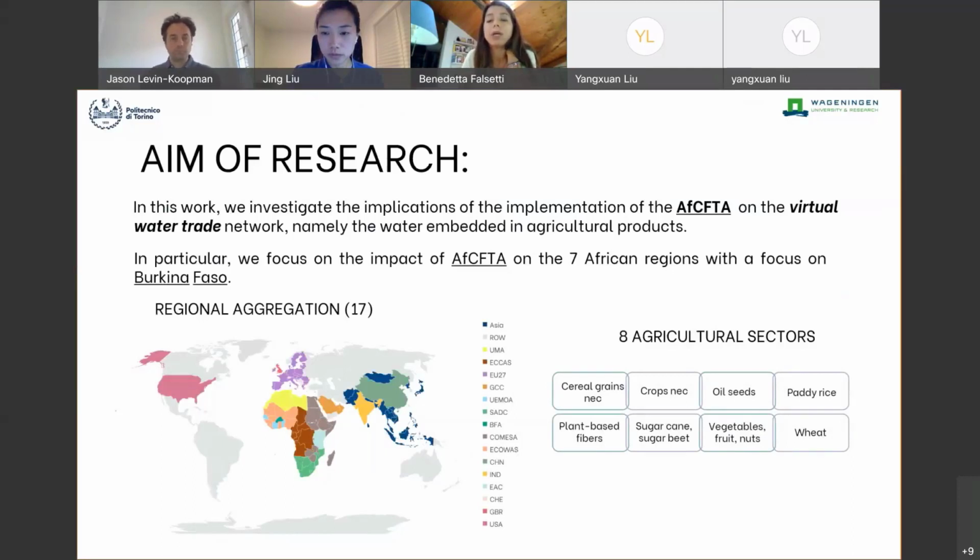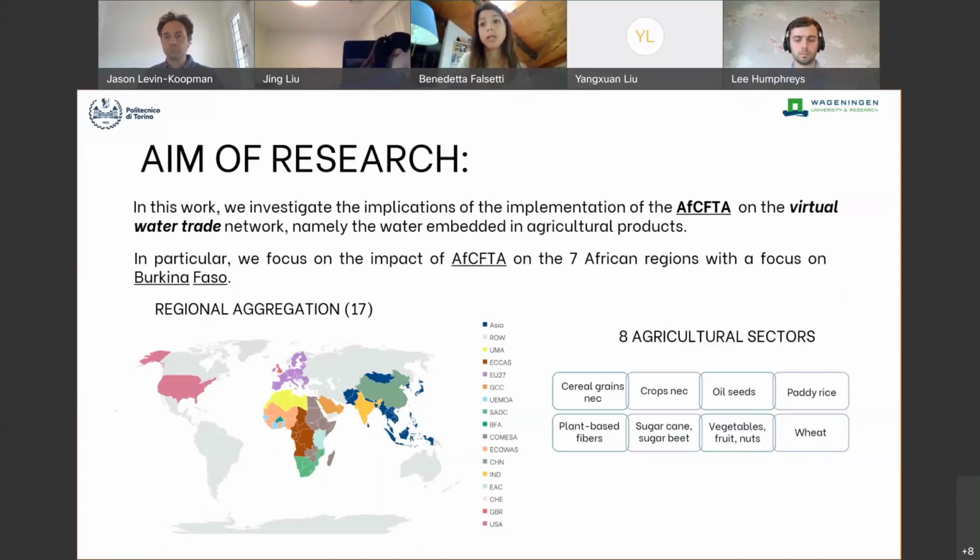For the purpose of this study, we grouped the countries under 17 regions, and this regional aggregation mainly refers to the economic agreements existing in Africa, as well as major external trading partners. To exemplify the consequence of the policy implementation in terms of virtual water for agricultural trade, we focus on Burkina Faso's case. Burkina Faso is shown in the map as the single state in the African continent, and its agricultural sector contributes 30% of its GDP and is the main source of income for the rural population. In order to take into account the primary products, we consider 8 agricultural sectors that are shown in the slide.